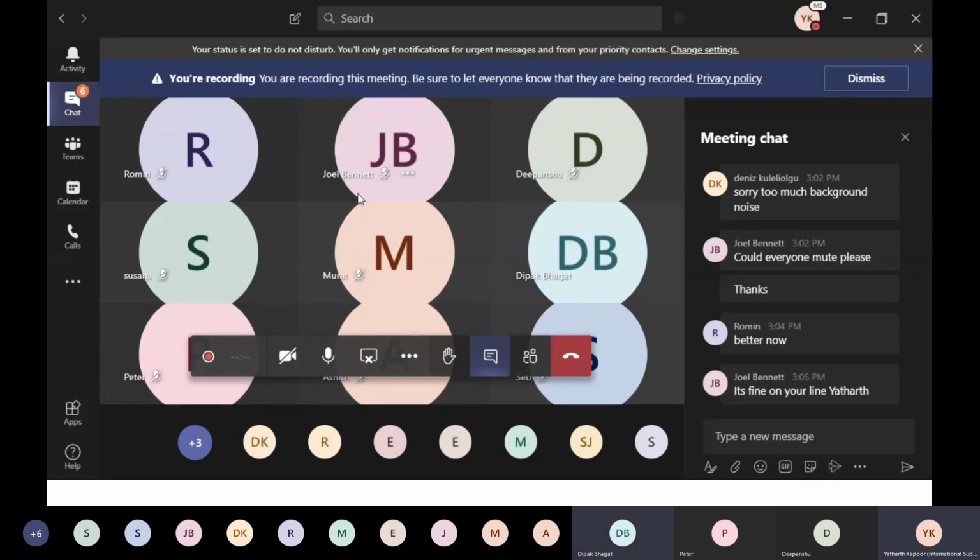Okay, for everyone, let's make this more inclusive here, right? So, what is DevOps? DevOps is not a software, right? DevOps is not a product. DevOps is just an approach.